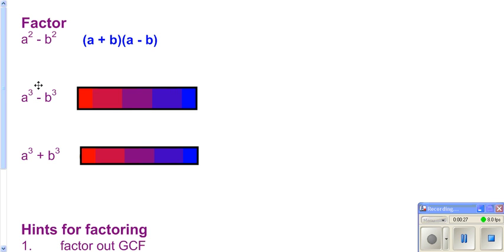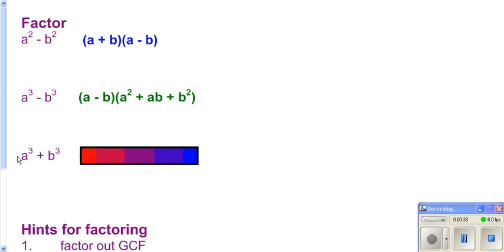Here we have differences of cubes. Something cubed minus something cubed. It factors into this. Here we have sum of cubes. It factors into this. Sum of cubes and differences of cubes are very similar in how they factor, with the exception of the first sign here is different.